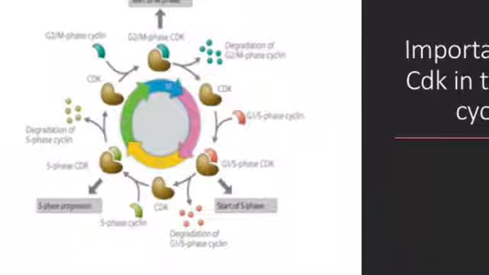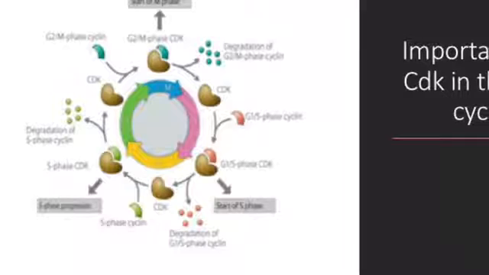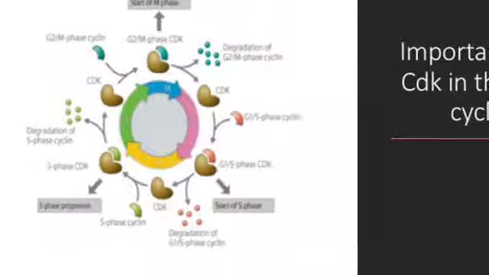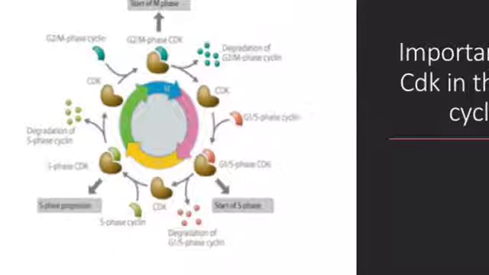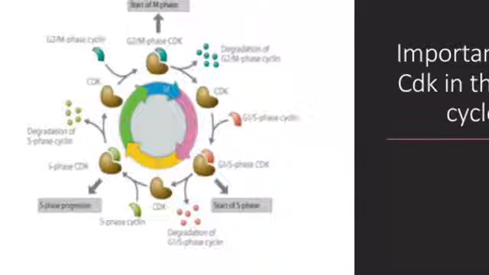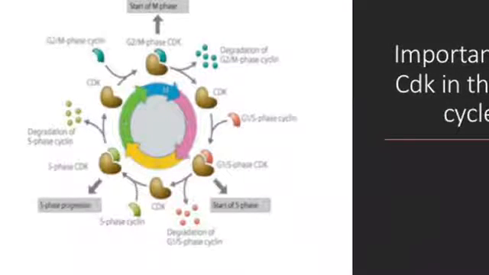P21 will bind to G1/S CDK to prevent it from going into S phase to allow for DNA repair to take place. If the damage cannot be fixed, then P53 will cause the cell to undergo apoptosis. P53 is a tumor suppressor gene. If P53 is not available in the cell, then P21 can never be made as well.